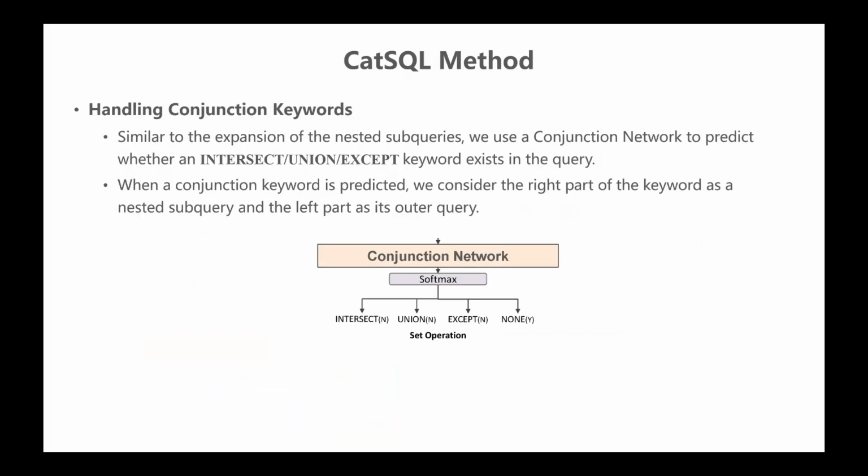The handling of conjunction keywords is similar to the expansion method of nested subqueries. We build a conjunction network to predict whether a conjunction keyword exists in the query. When a conjunction keyword is predicted, we consider the right part of the conjunction as a nested subquery, and the left part as its outer block.